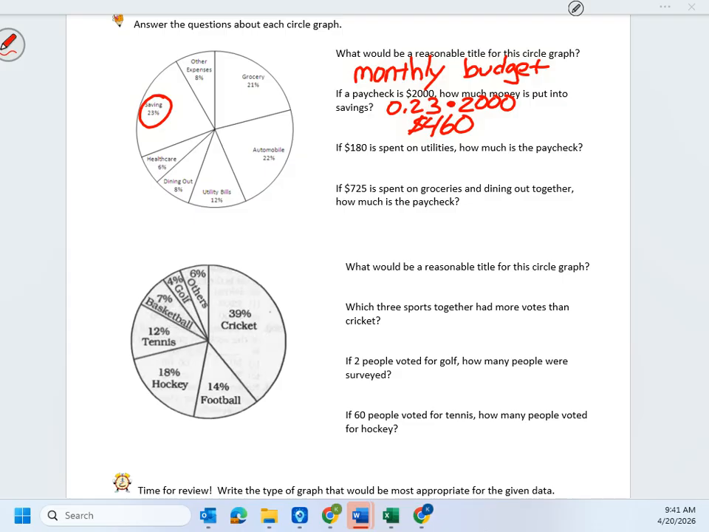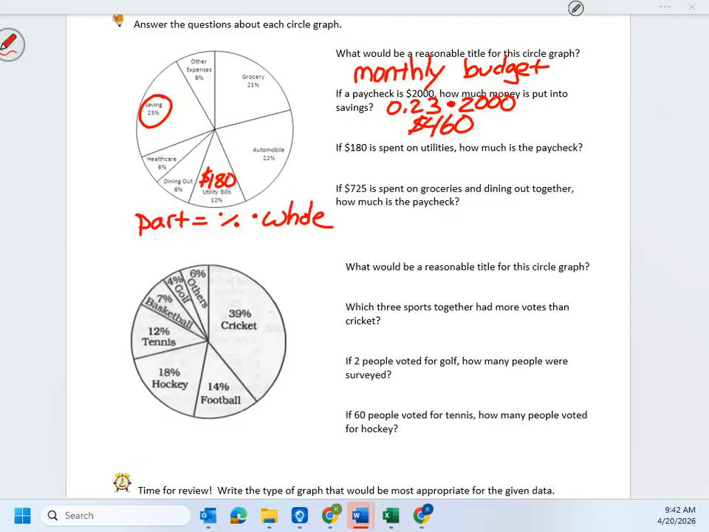If $180 is spent on utilities, how much is your paycheck going to be? Your paycheck is that total amount. So we had to figure that out on the first page when we had to figure out how many was that whole number. So remember, we have our equation that we're using. The part equals the percent times the whole.